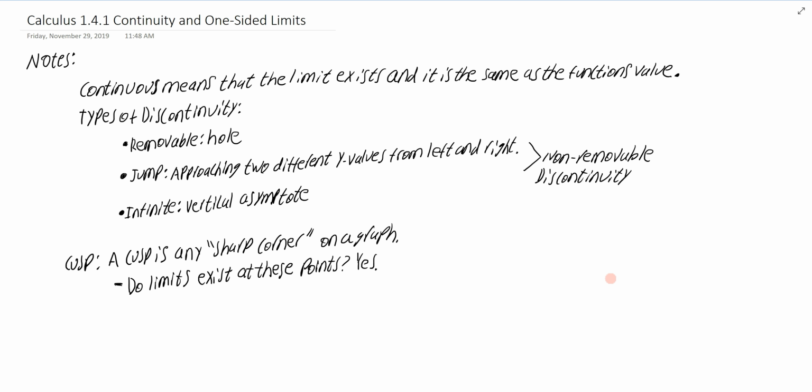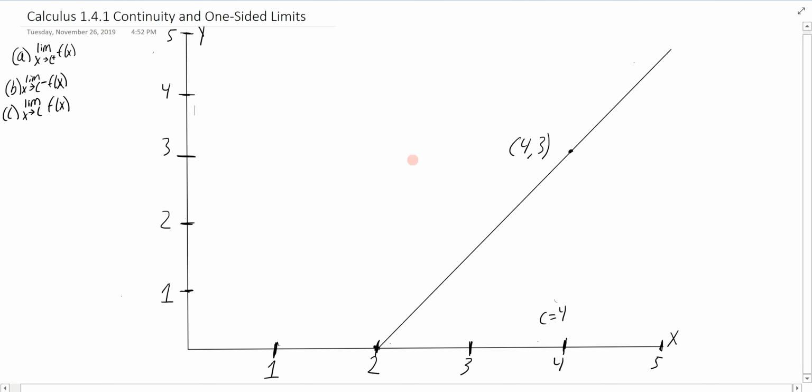Alright, so with those pieces established, let's get into some examples. In these examples, we're going to be using the graph to determine the limit, and then we're also going to be discussing the continuity of the function. So let's actually take out that second part first.